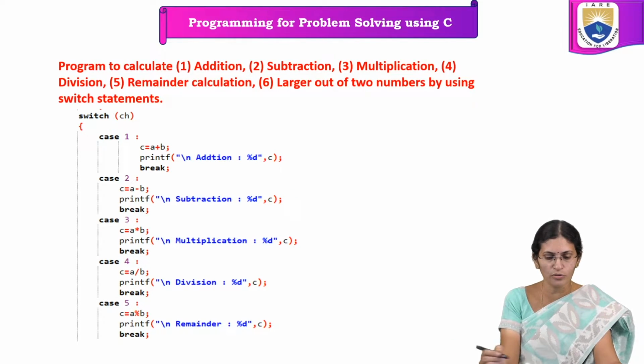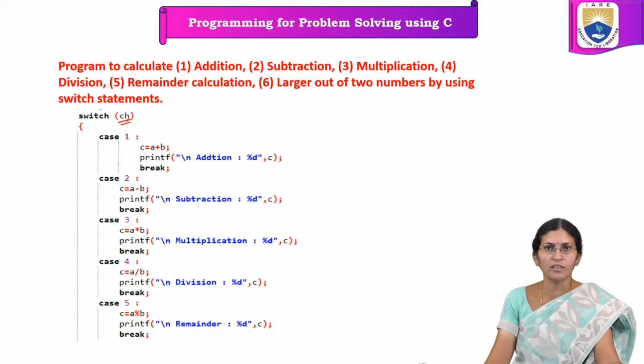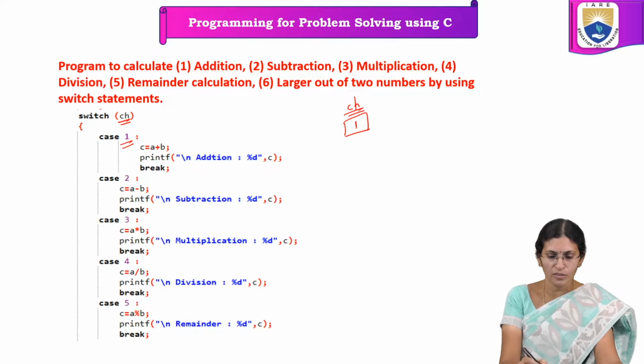Next we need to use the switch case. The value entered by the user is stored in the variable ch. Since ch is an integer variable, it can hold integer values only. Suppose the user has entered 1, so ch is equal to 1. If this value matches any of the case labels here, we have written different cases to evaluate the different options.